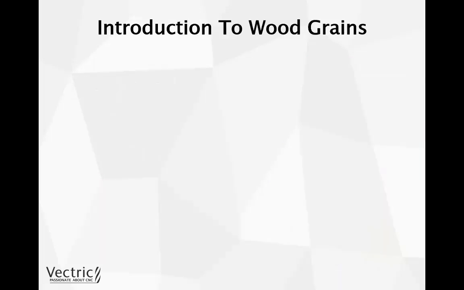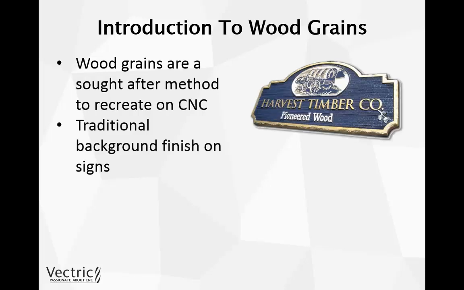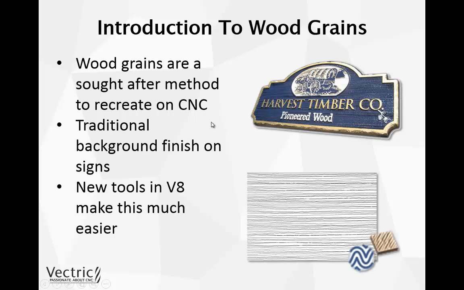So the introduction to wood grains. Wood grains are a sought after method to recreate on a CNC machine. You'll find that they are typically nowadays sandblasted using what's called a grain frame and some sign foam, and all the areas where you don't want to have blasted you actually cover with a mask. Now wood grains are a traditional background finish on signs like you can see here, and the new tools in the version 8 software make this much easier to create on a CNC machine.